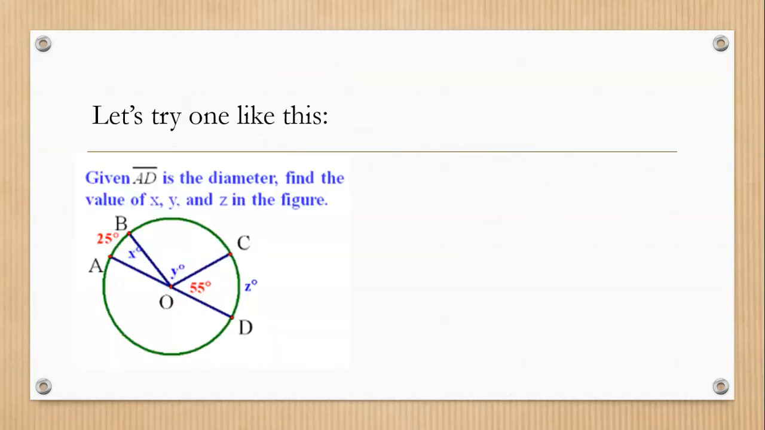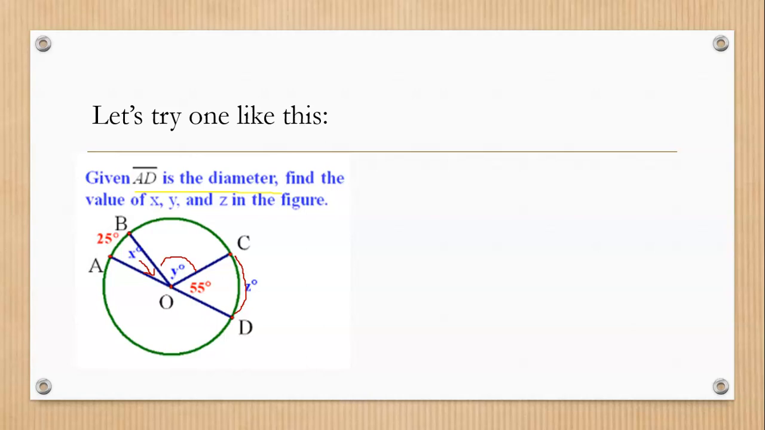All right, let's try one like this. So given AD is the diameter, there we go again, it tells us AD is the diameter, find the value of X, Y, and Z. So this might be a really good time for you guys to press pause, try this on your own, and then come back for the answer. So just to be clear, angle X here, I'm talking about the angle inside. Angle Y is talking about the angle inside. And angle Z is talking about this arc measure.